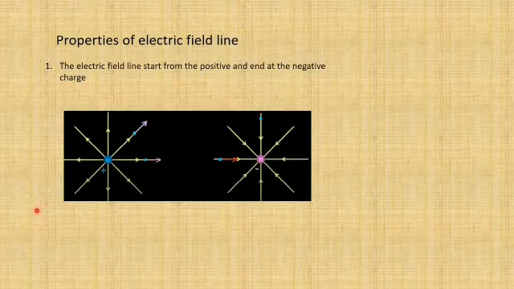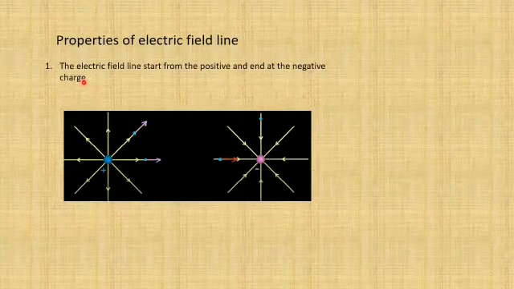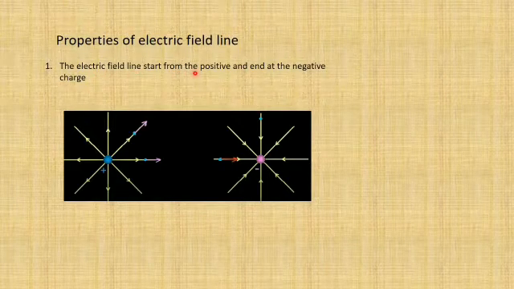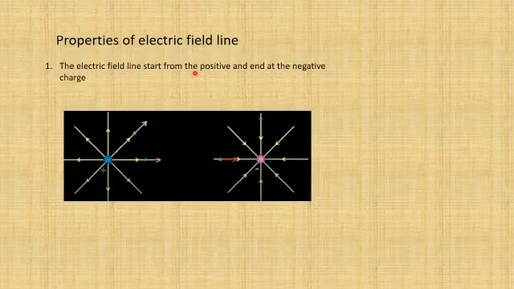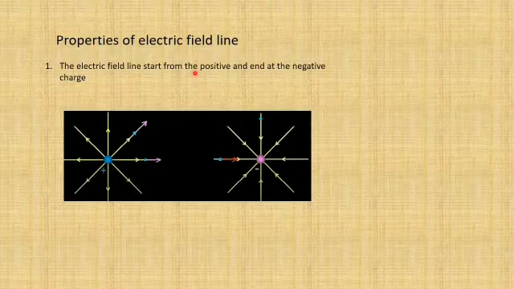Now we are starting properties of electric field lines. So the first property is electric field lines start from the positive charge and end at the negative charge. In the previous chapter, when we talked about the electric field, I told you that an electric field line is a path along which the positive charge would move if it is free to do so.